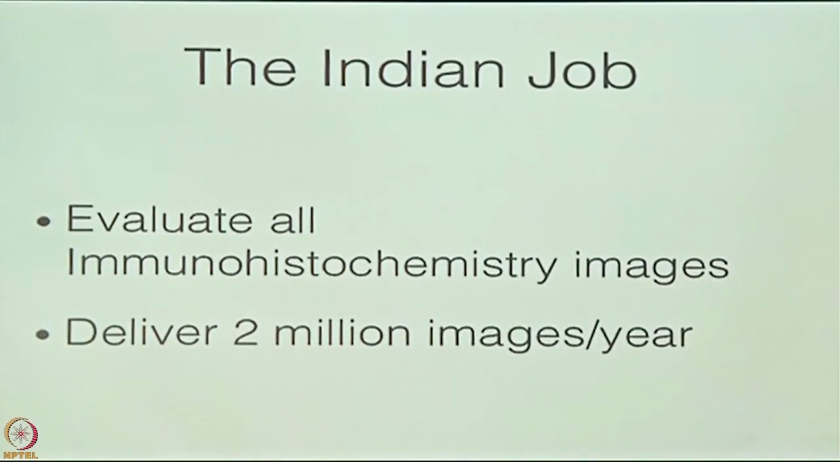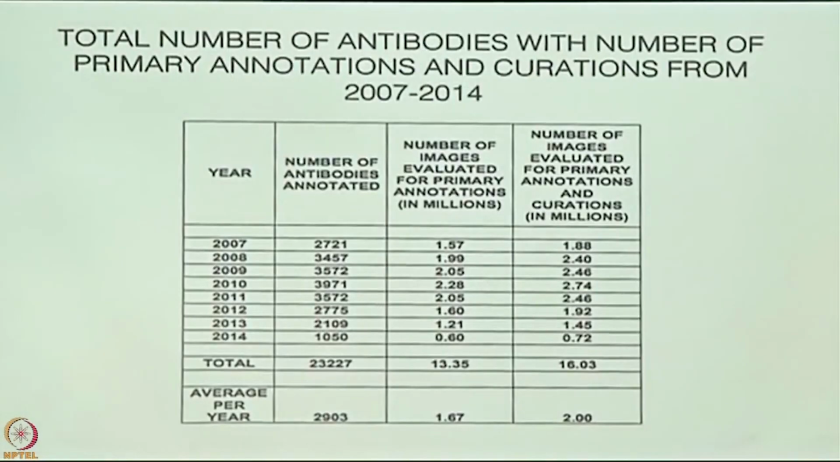We had to evaluate all the IHC images, and we had to deliver 2 million images a year. 2 million images a year is roughly 7,000 images a day, manually. And those are the statistics that we followed from the year 2007 to 2014. That gives you an average of 2 million a year.